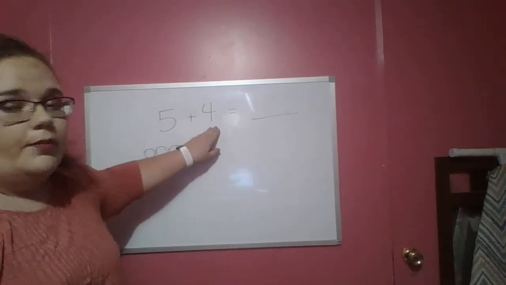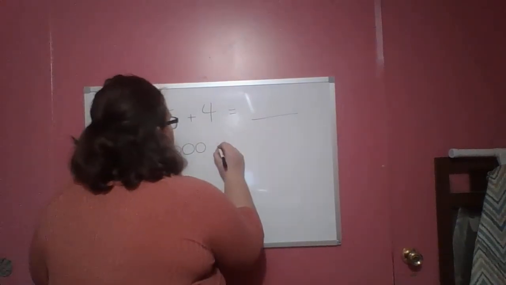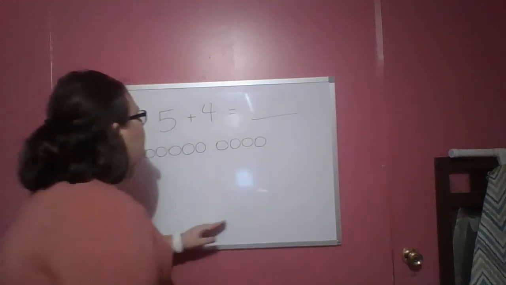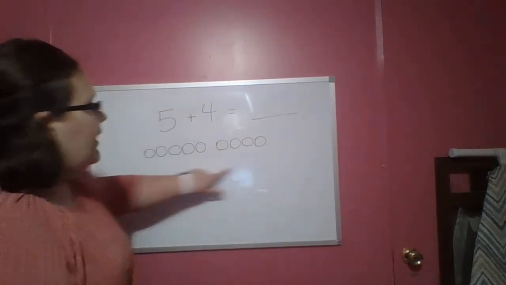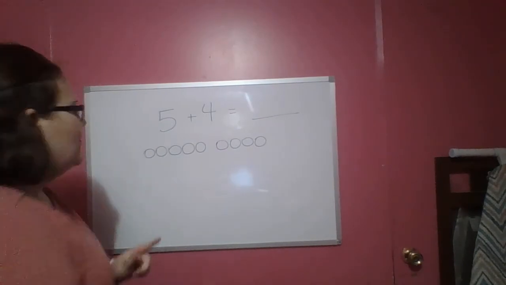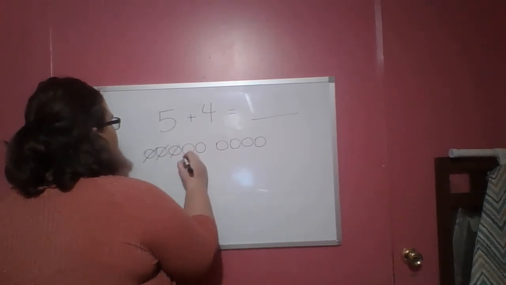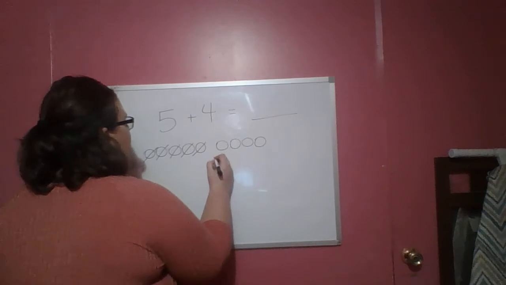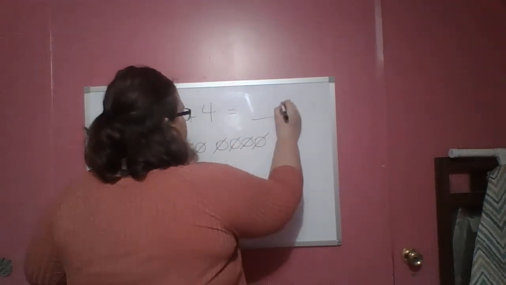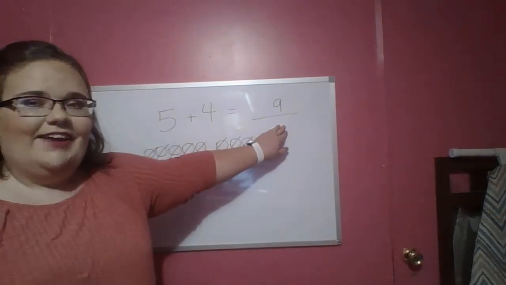Okay, so the second number is the number 4. So count with me while I draw 4 circles. 1, 2, 3, 4. So now I'm going to go back and carefully count both sets of circles. Okay, so careful count with me. We have 1, 2, 3, 4, 5, 6, 7, 8, 9. So our answer is the number 9.